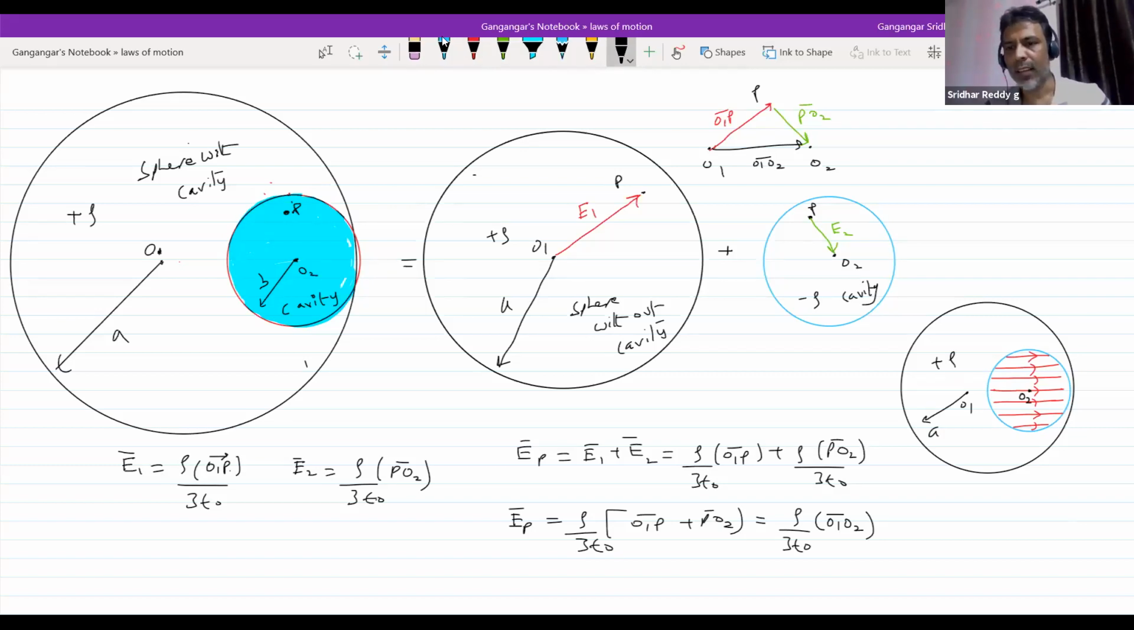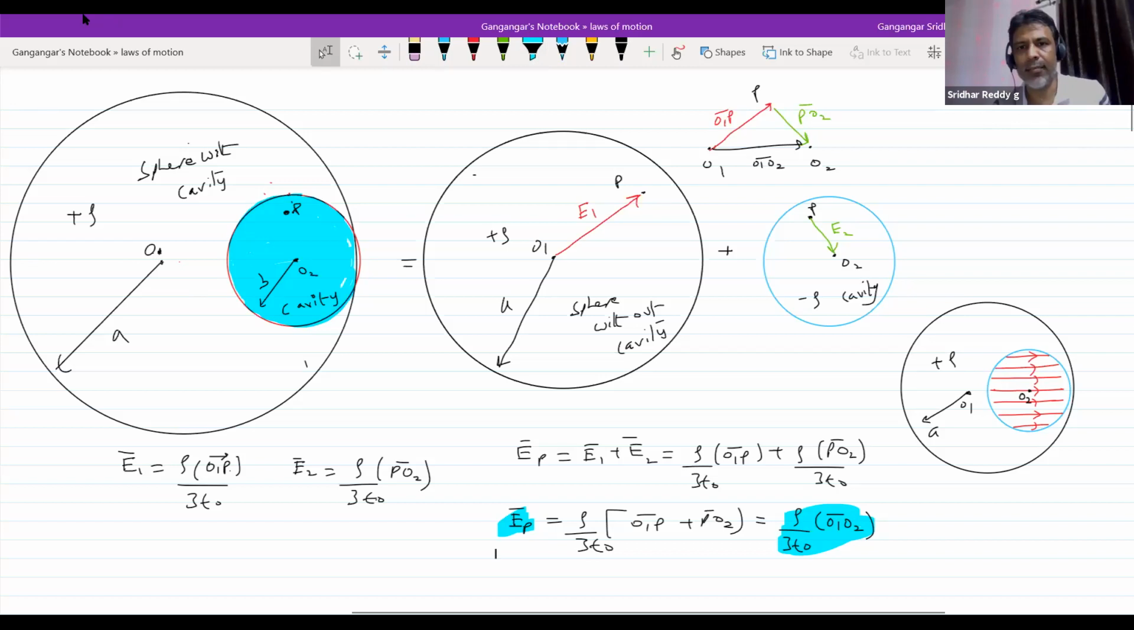So always the direction of E bar will be along the line joining the center of the sphere to the center of the cavity. So this is the background. Now I'm going to take help of this information to enter into the problem.